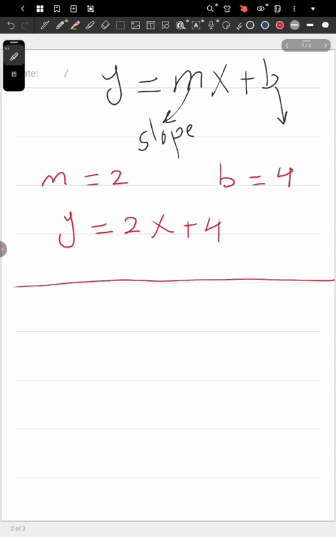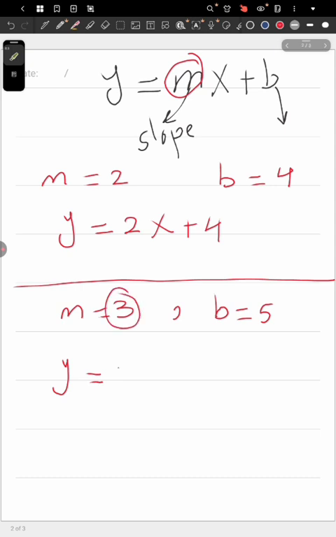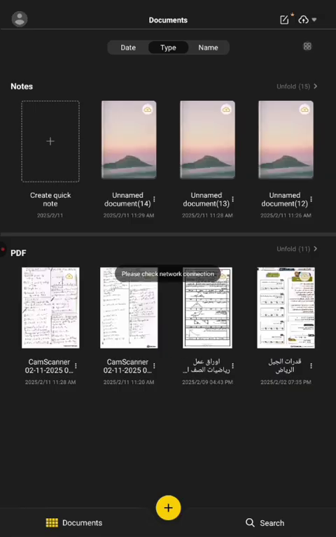Another example, if m equals 3 and b, the intercept of the y-axis, equals 5, then the equation of the straight line is y equals, you replace m with 3x, and replace b with 5, then plus 5. That's 3 stages in the example.